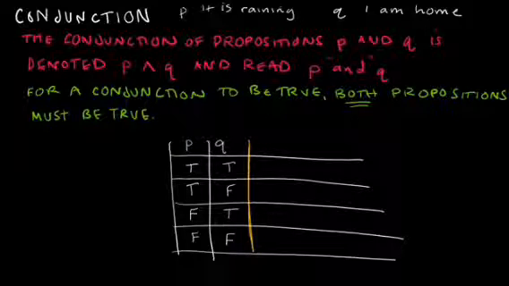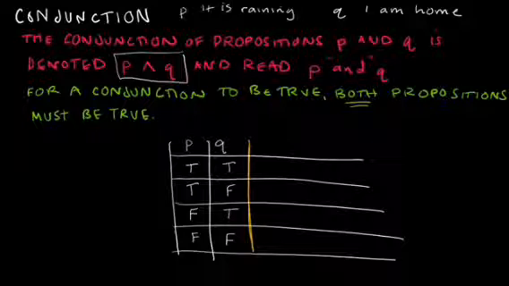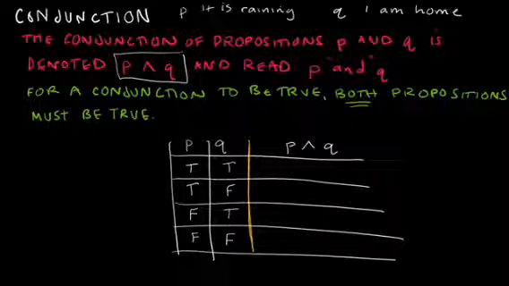On the right side is always going to be whatever it is that you are doing a connective of. So in this case, we're only doing P and Q, or the conjunction of P and Q, and that's the only thing I will need on the right side of my truth table.